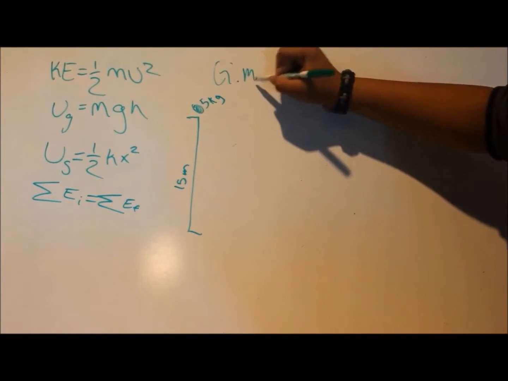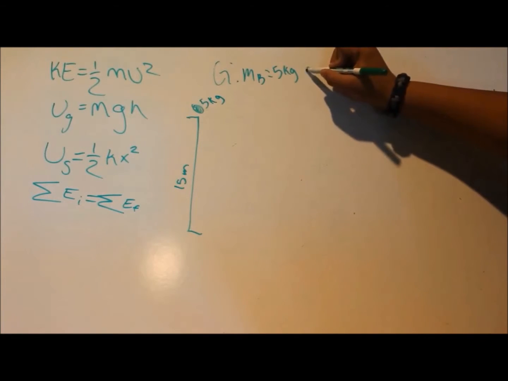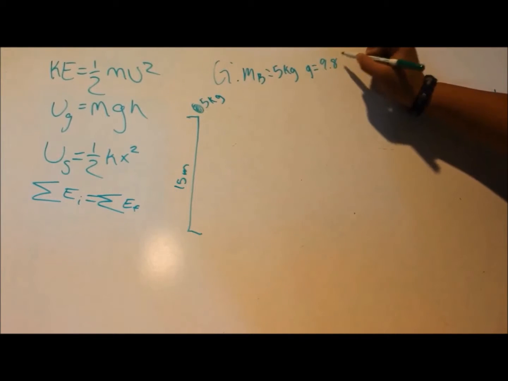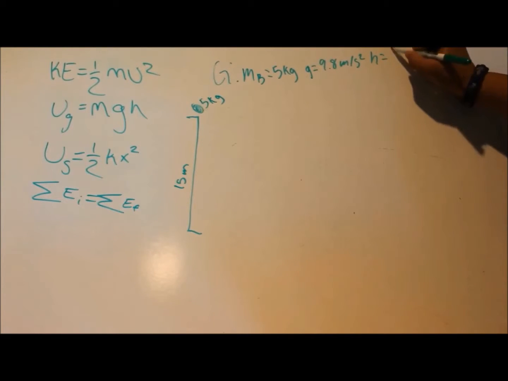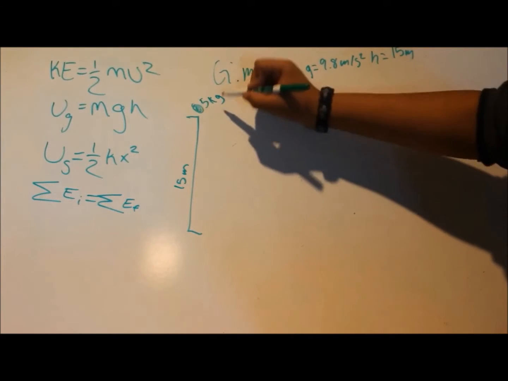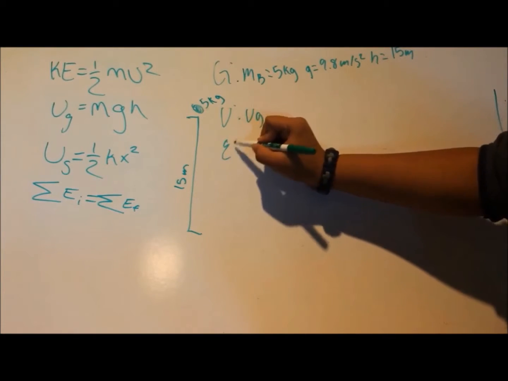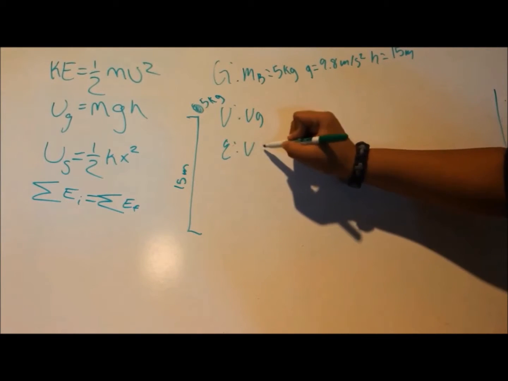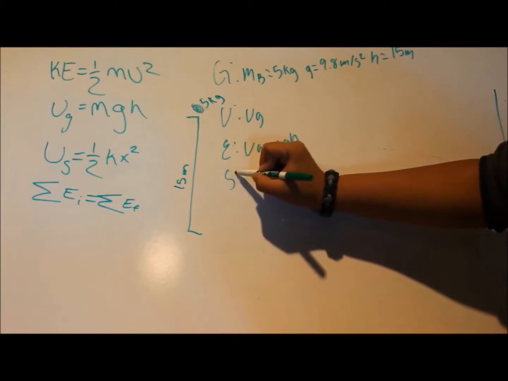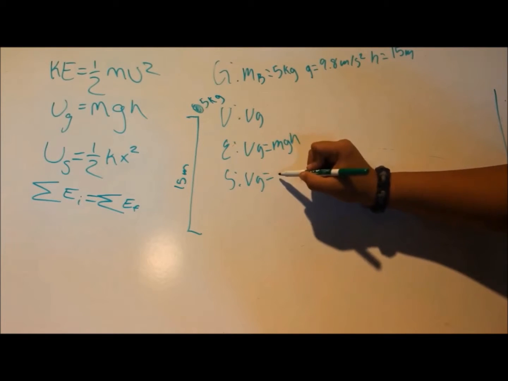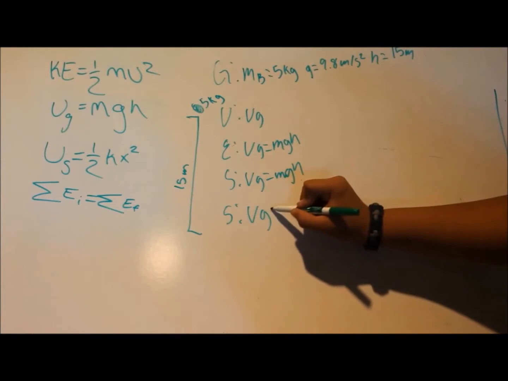So the mass of our ball is 5 kilograms. Our gravity is 9.8 meters per second squared, and the height of our cliff is 15 meters. So our unknown is the potential energy, and the equation we will be using is UG equals mgh. And we don't have to change up this equation at all. So we just need to plug in our numbers.